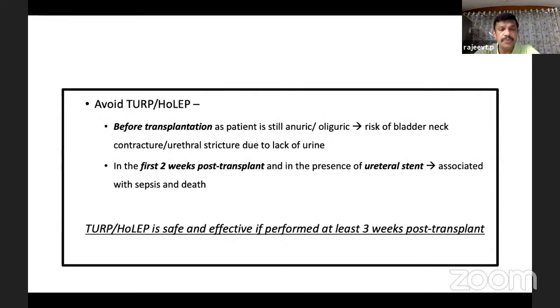Now, regarding TURP and follow-up, one should avoid this as far as possible before transplantation, as the patient is still anuric or oliguric, and there is every risk of development of bladder neck contracture or urethral stricture due to the lack of urine. So in the first 2 weeks post-transplant and in the presence of a ureteral stent, one should not do it because there is every chance of increased sepsis and mortality. So TURP and HoLEP, if indicated, are safe and effective if you perform them at least 4 weeks post-transplant.